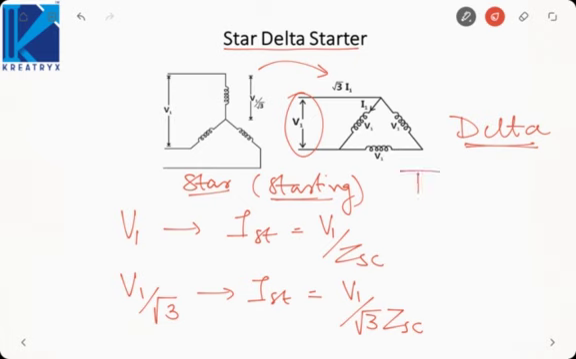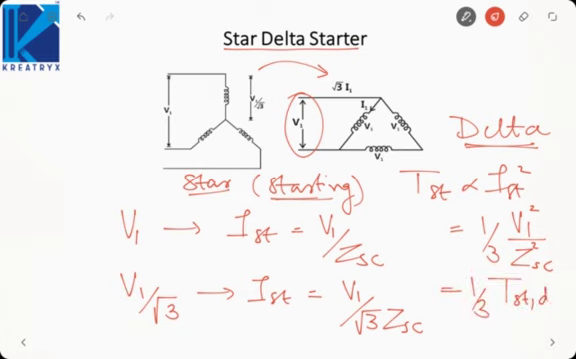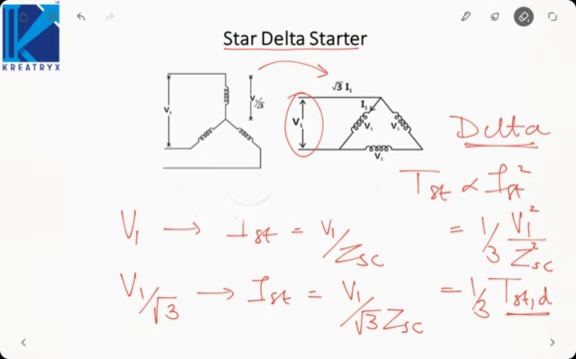Now we know the starting torque is proportional to I starting square, which gives 1 by 3 times V1 square by ZSC square. That means the starting torque is 1 by 3 of the starting torque in the delta case. TSTD means the starting torque with a delta connection. So the starting torque with the star delta starter becomes 1/3 of the starting torque that would be obtained with the delta connection.